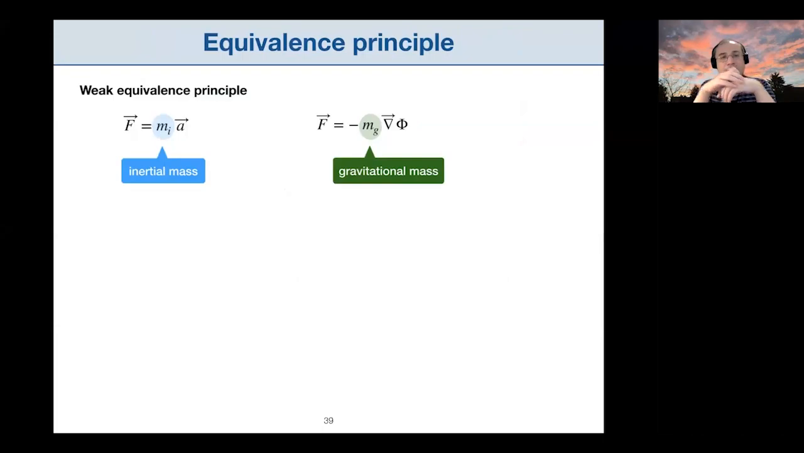So let's begin with something that is known as the weak equivalence principle. It was already noticed before Einstein, and in fact considered very much from an experimentalist perspective around the time Einstein was formulating general relativity. So in Newtonian physics, mass appears in two different ways.